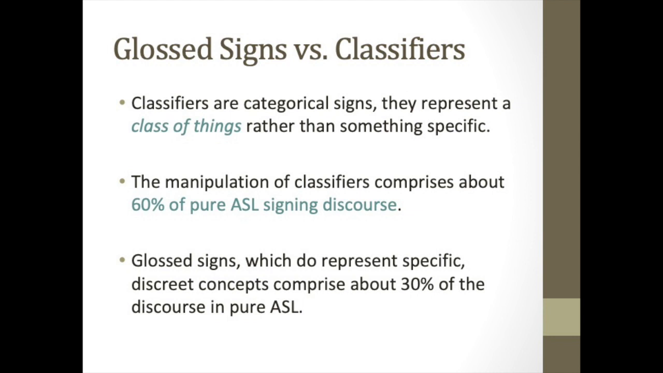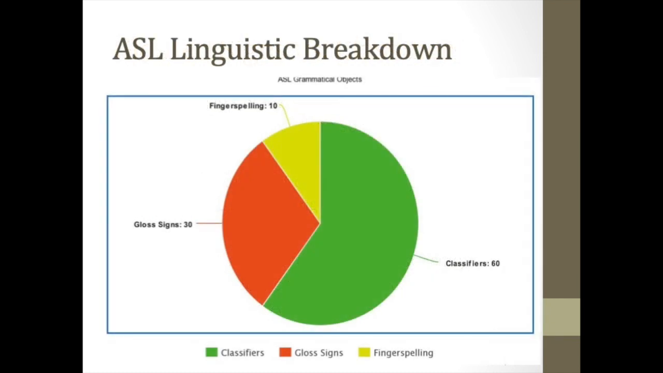Descriptive classifiers, instrument classifiers, location classifiers, and body part classifiers need to be included in your sentences to create full-bodied, well-rounded, robust ASL. This pie chart shows the breakdown of the type of signs that comprise pure ASL discourse when signed by fluent natural signers. As you can see, 60% are classifiers, 30% are glossed signs, and the remaining 10% are finger-spelled words.